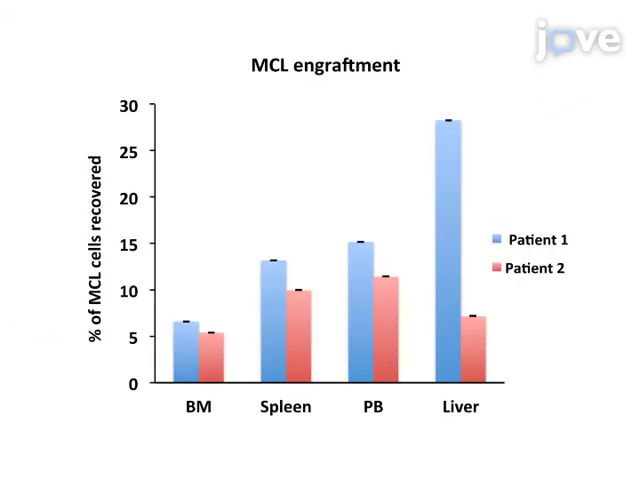The degree of organ-specific engraftment is investigated by processing the organs further through flow cytometry and then analyzing for B cells. Shown here is a comparative representation of the pattern of engraftment, obtained from 2 patients using organs such as the spleen, bone marrow, and liver.